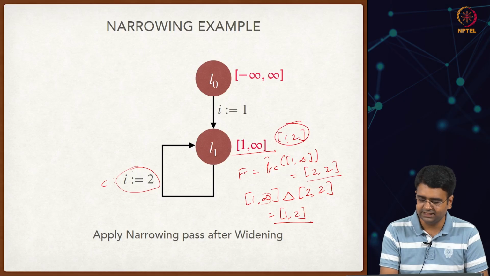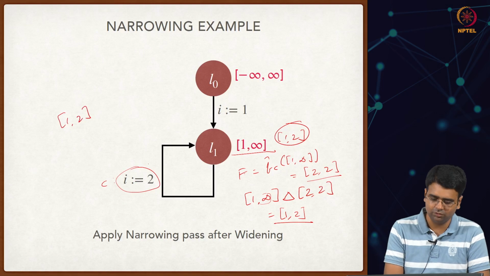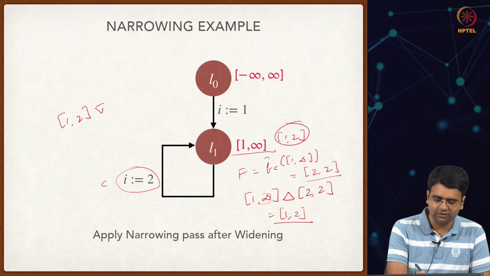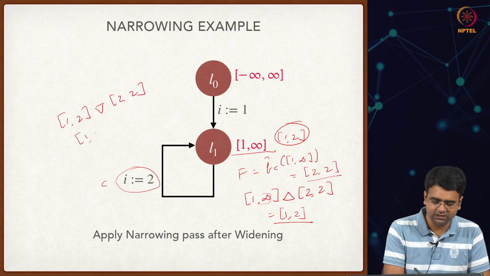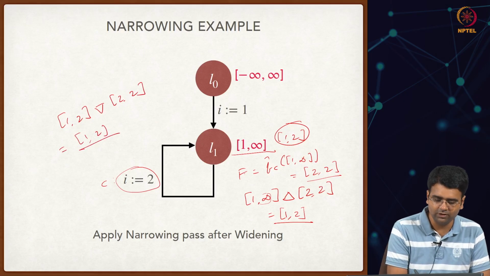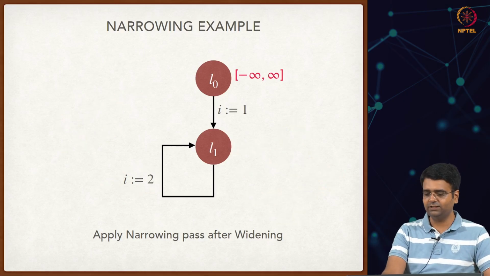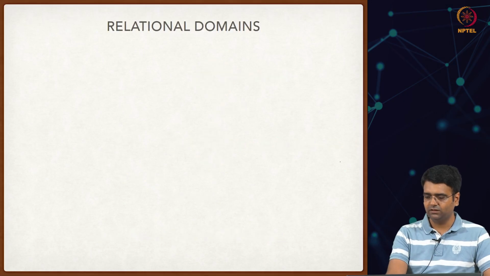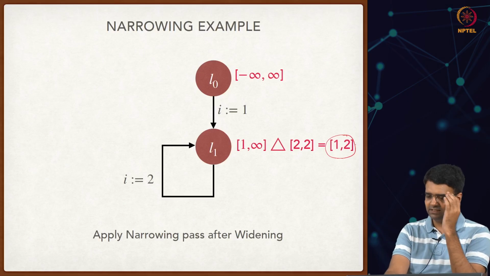And again you can apply the same calculation. With 1 comma 2 you will again propagate it through the program statement I equal to 2. You will again apply the narrowing operator on 1 comma 2 and 2 comma 2. 2 comma 2 is the new value that you will get, and if you use the definition, this will remain 1 comma 2. In fact, 1 comma 2 will be the final value computed using Kildall's algorithm with narrowing. And this is the most precise value. This is exactly what we wanted.